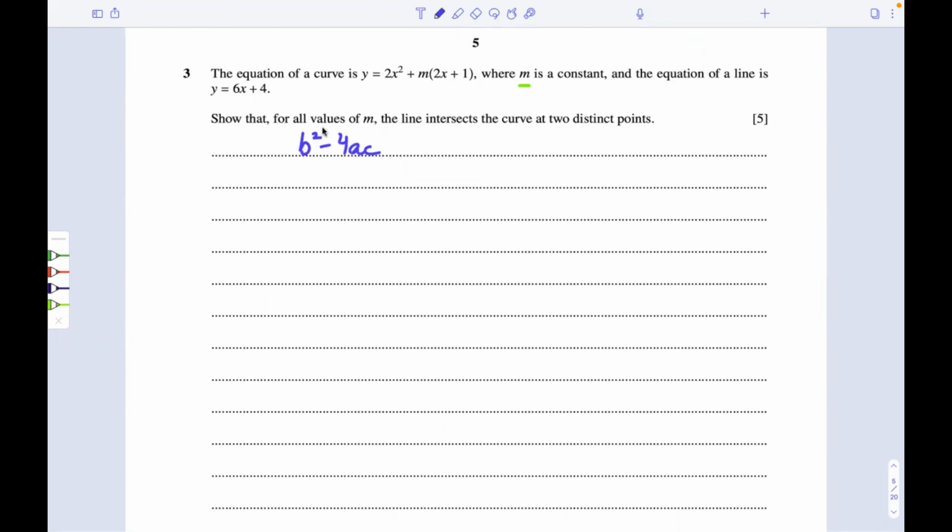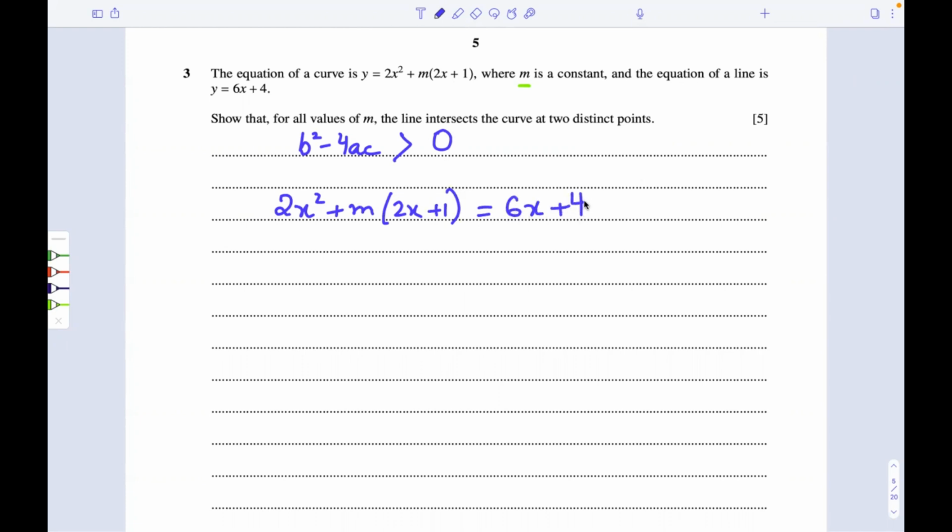However, in this case, we just have to show that for all values of m, the line is intersecting at two distinct points, which means that the discriminant must be greater than 0. So to form this equation, first we'll equate the equation of the curve and the equation of the line. So we get 2x squared plus m into 2x plus 1 equals the equation of the line, which is 6x plus 4.